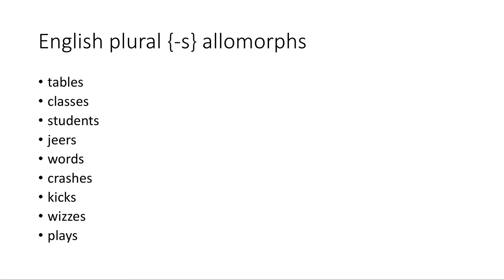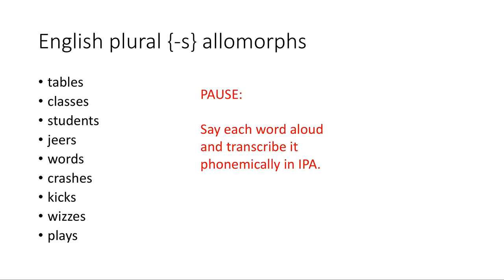Okay, so let's talk about the English plural S allomorph. I'm going to give you this list of words. These are all nouns, and these all have the plural S on them. I want you to take a minute and say each of these words aloud and transcribe each word phonemically into IPA. So this is a moment to practice your transcriptions, and also you'll hopefully start to notice a pattern in how the expression of this plural morpheme is different across these words. So take a pause and do those transcriptions.